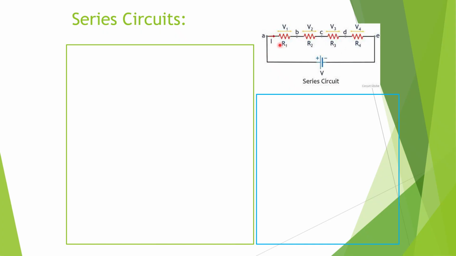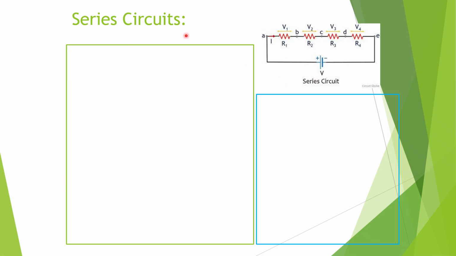Similarly here, the resistor R2 is connected behind R1, resistor R3 is connected behind R2 and resistor R4 is connected behind R3. As the resistors are connected one behind the other, this is called a series circuit. The resistors are connected in a series fashion. Here we will take the example of a series circuit with 4 resistors connected with the battery, where the battery is the voltage.